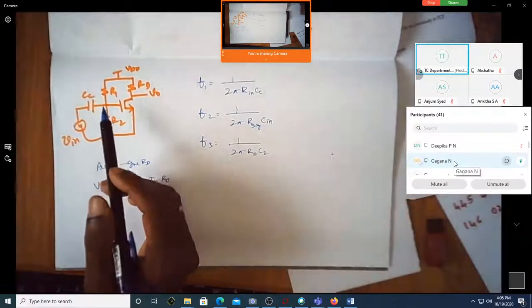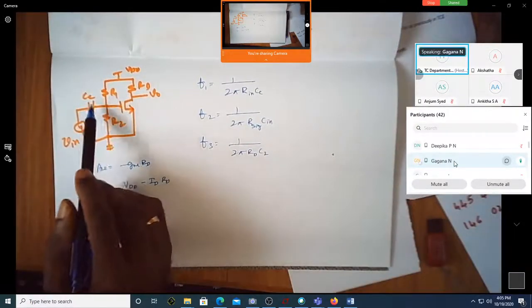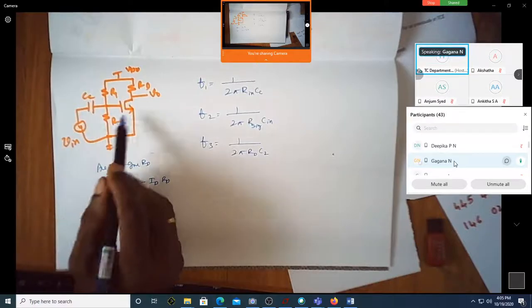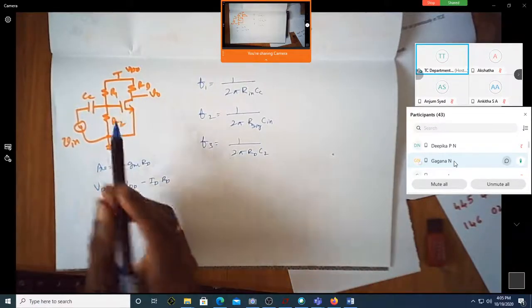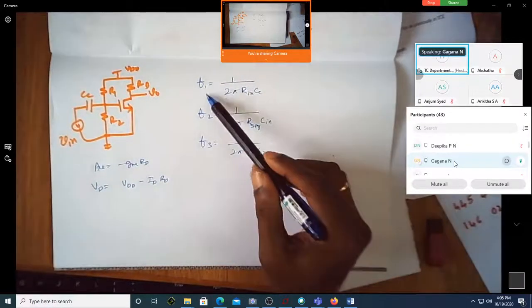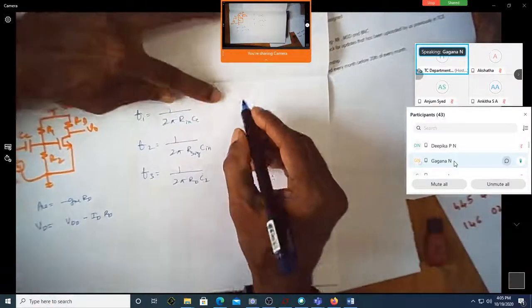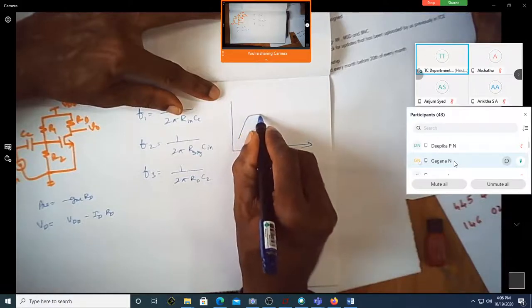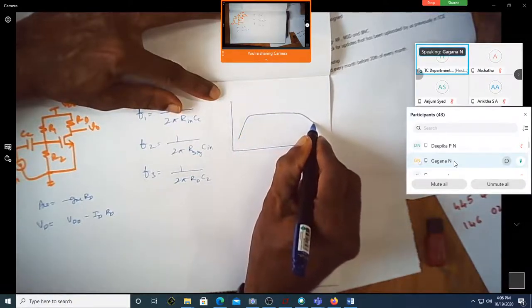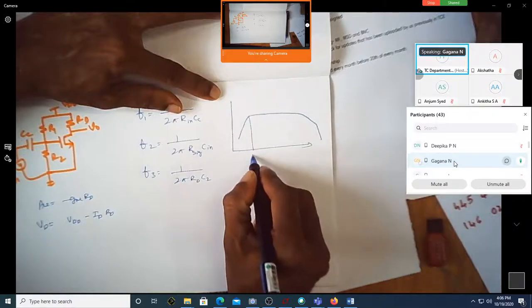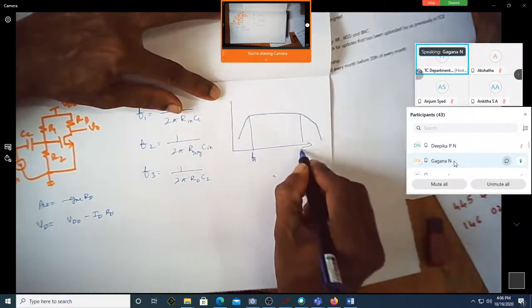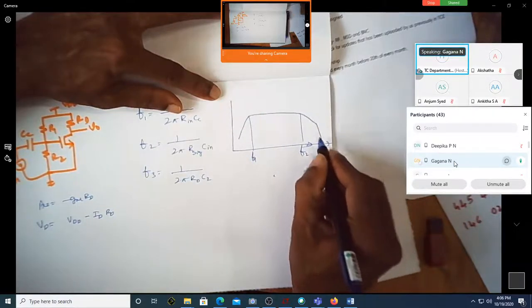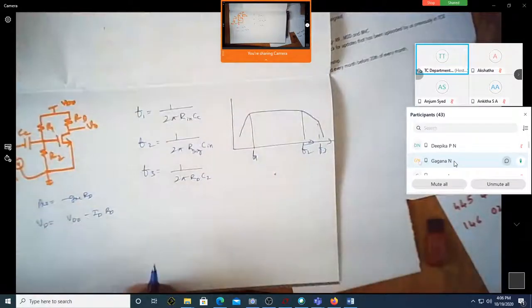This is a CS amplifier. So we have R1, R2, RD, VDD, and the MOSFET. This is the input voltage. I'll be getting the output at the drain point. So what are these three frequencies? Cutoff frequencies of the frequency response of the CS amplifier, corresponding to where the slope of the frequency response changes. Am I correct? Yes, sir. This is F1, this is F2, and this is F3.